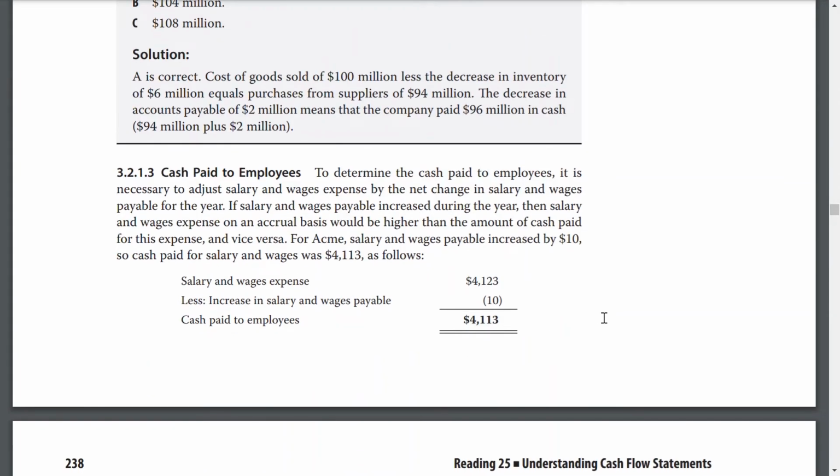To determine the cash paid to employees, it is necessary to adjust salary and wage expenses by the net change in salary and wage payables for the year. If salary and wage payables increase during a year, the salary and wage expense on an accrual basis will be higher than the amount of cash paid. So the cash paid in salary and wages was 4,113 as follows.